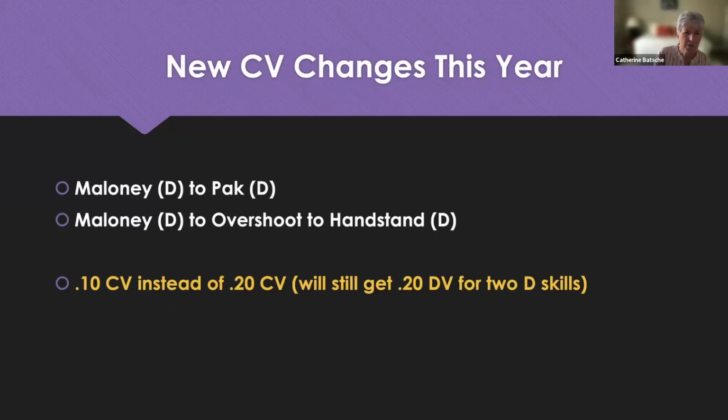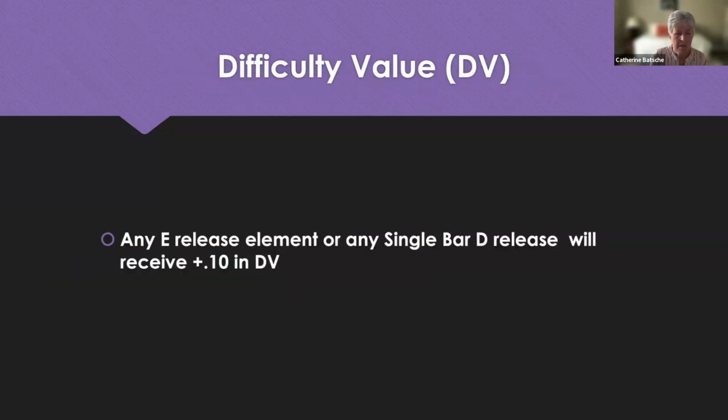There are also a couple of new changes in terms of CV this year. The Maloney to the pack or the Maloney to an overshoot to hand will continue to be a D plus a D skill, but instead of getting 2/10 connective value, they will only get 1/10 in connective value. They'll still get the 2/10 difficulty value for the 2 D skills, but they will only get 1/10 CV instead of 2/10 CV.